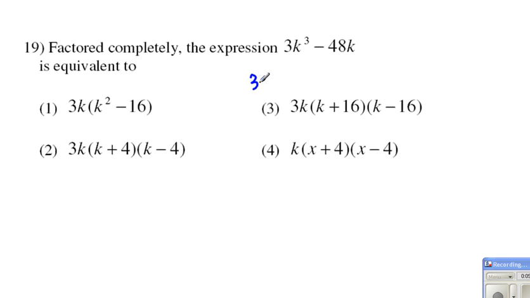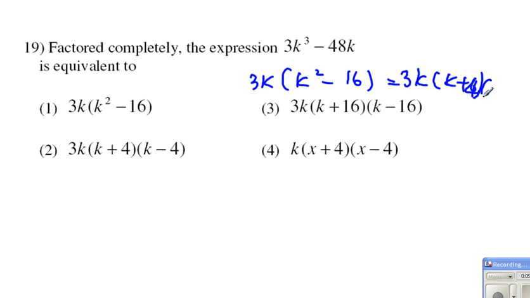Factoring completely, once again, 3k will be common, so we have k squared minus 16. What does that mean? We have 3k, k plus 4, and then k minus 4. So that becomes our answer.